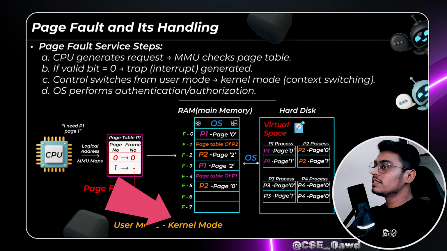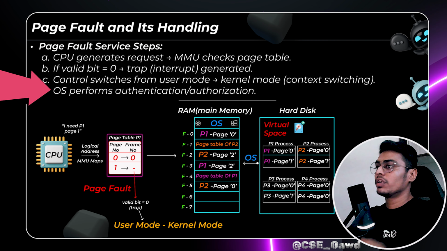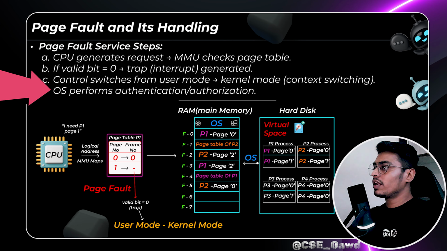Now, what does the operating system do when it gets control? First, it performs authentication and authorization checks. It verifies whether the user demanding this page is legitimate and has the right to access this particular page or not. This is done for security purposes to prevent unauthorized access to memory pages. If the user is valid and authorized, the operating system will proceed to provide the requested page.